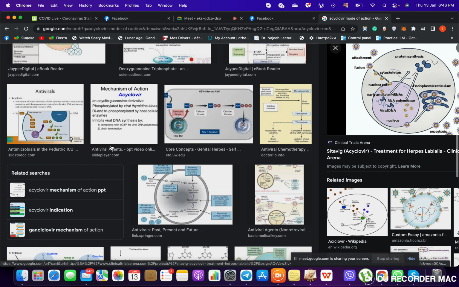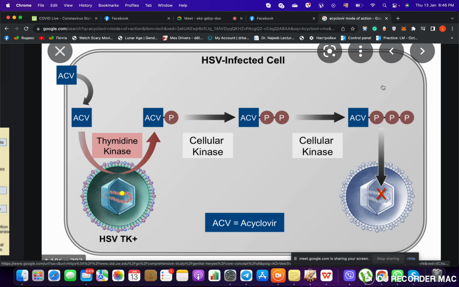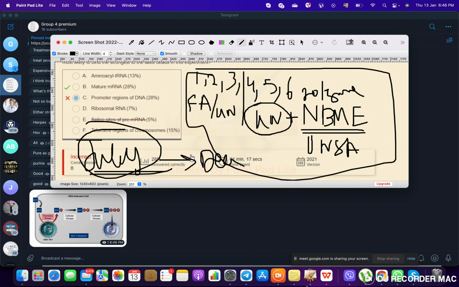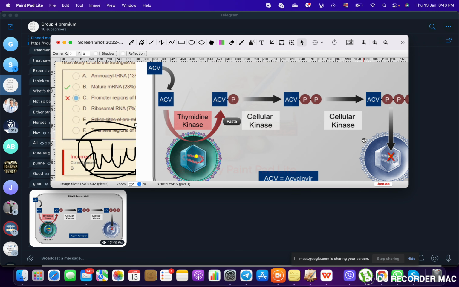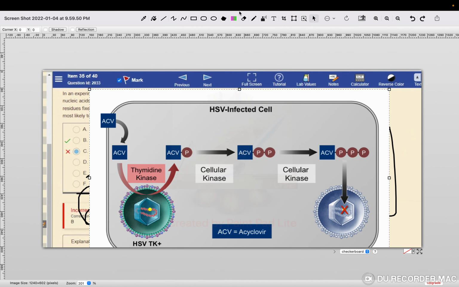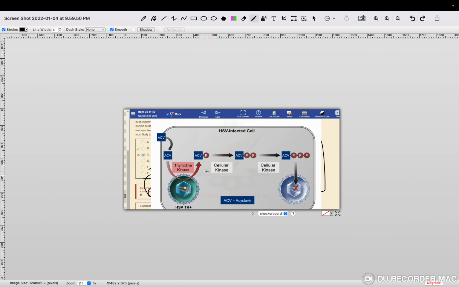I cannot find it, I will end up drawing it. Oh, no, good enough. So, this is a really good picture actually. Okay, so if we speak about this patient, let's take a look. We have the following patient. He's getting acyclovir. For what? For an HSV infected cell.